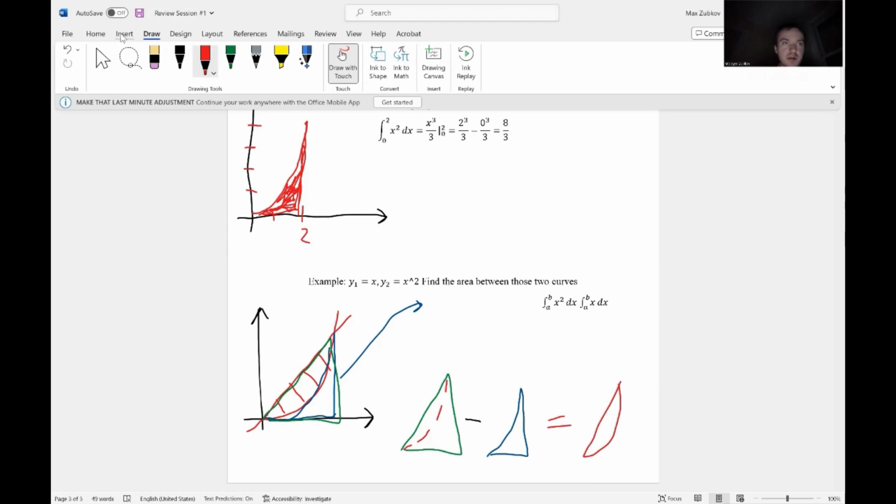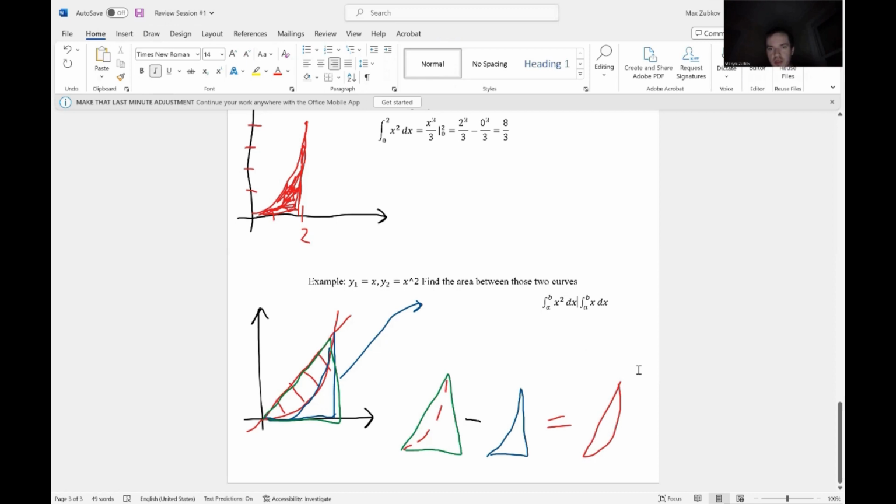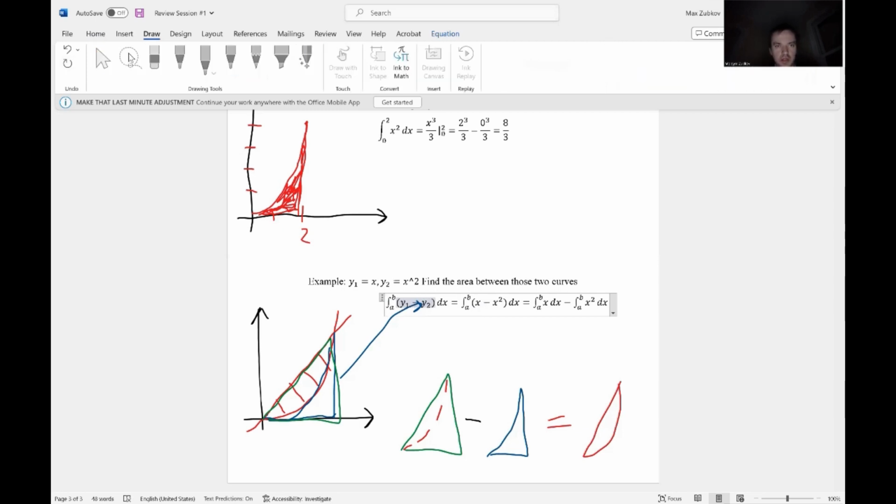So that suggests to me that the area of my region is going to be equal to the area of the function which is above minus the area of the function which is below. Or it can be rewritten as the integral of x minus x squared. Or to write it even more concisely, the integral of y1 minus y2, where y1 is the function on the top. The only thing that we need to do is figure out a and b. But a and b are exactly going to be the intersections here and here.